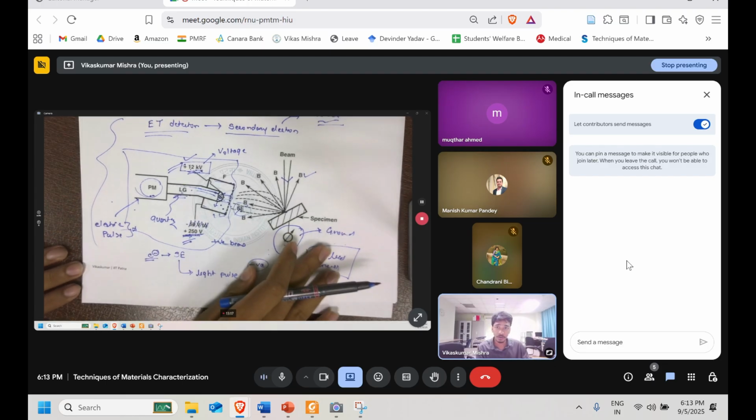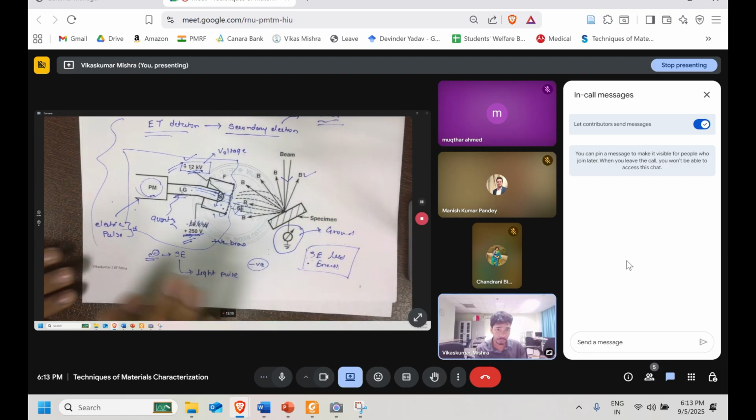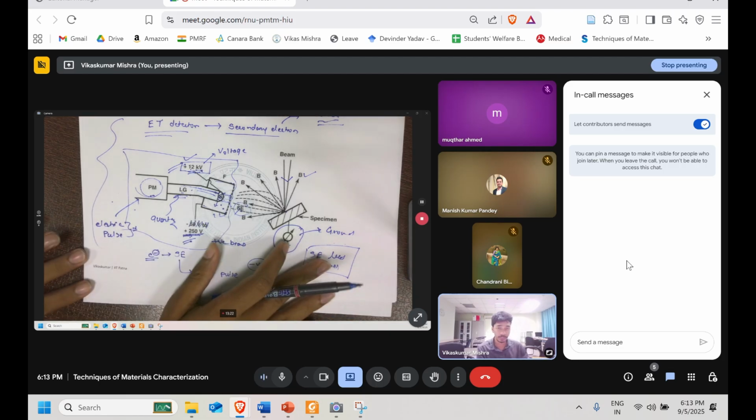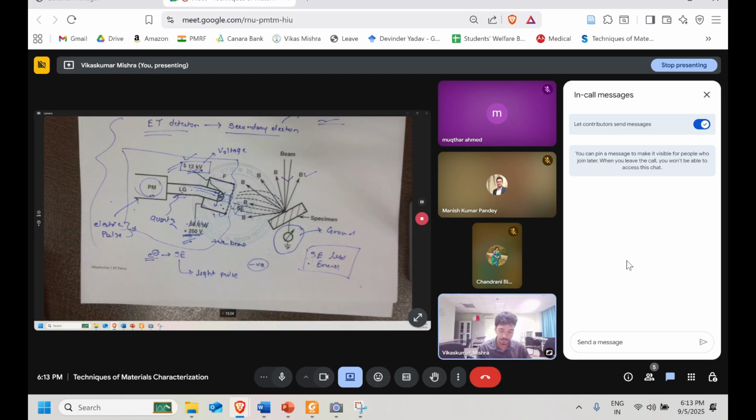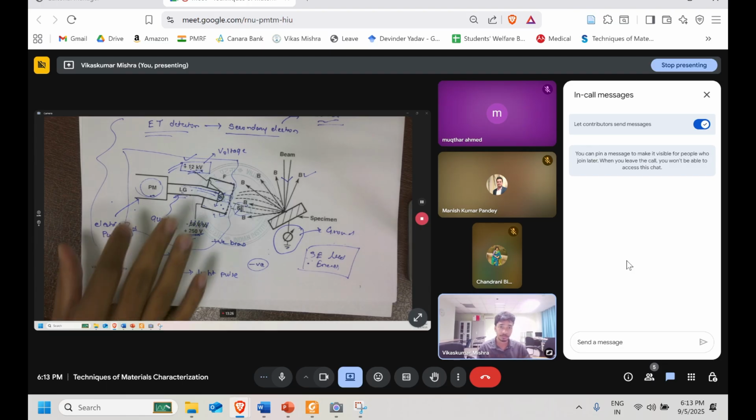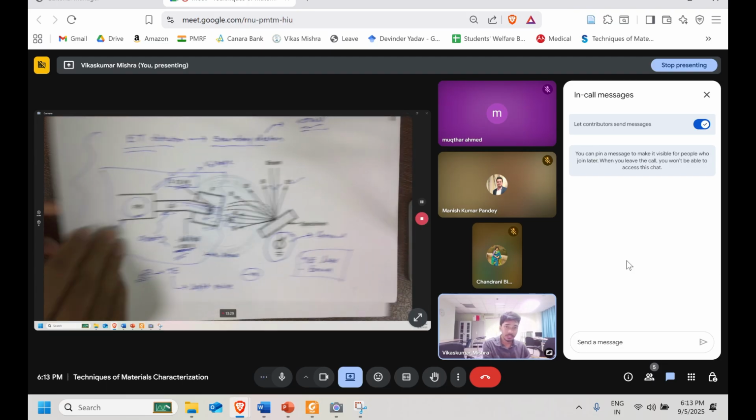Now, if there is any doubt in this particular explanation, let me know. If not, let's try to solve a few questions based on this particular concept that we have revised just now. Okay, since there is no doubt.